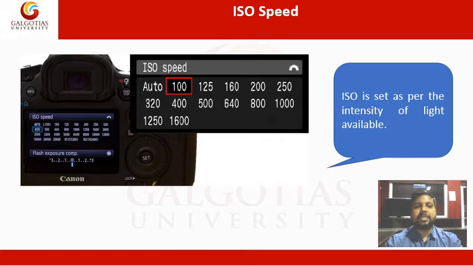So here you can see the ISO speed. The first one is auto. That means if you are using your camera in auto mode, then the camera automatically adjusts the ISO speed according to the light, according to the situation. But if you are using the camera in other modes, like program mode or manual mode, you can adjust that ISO speed according to your need.